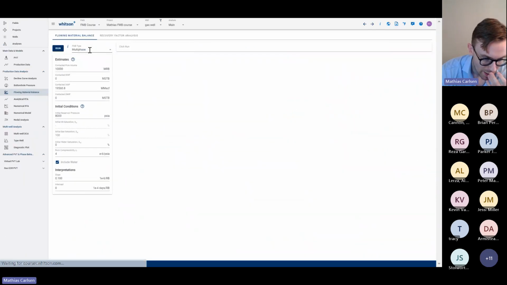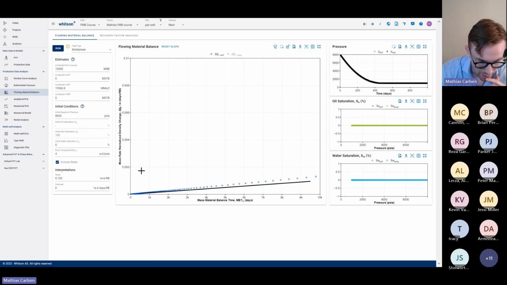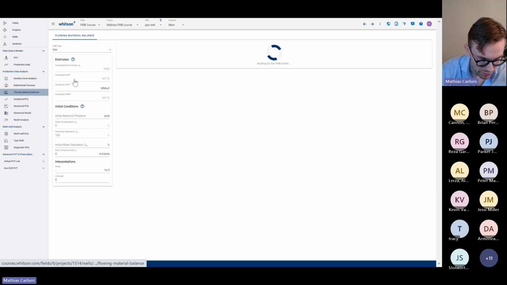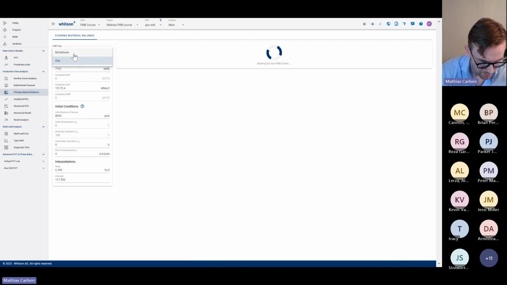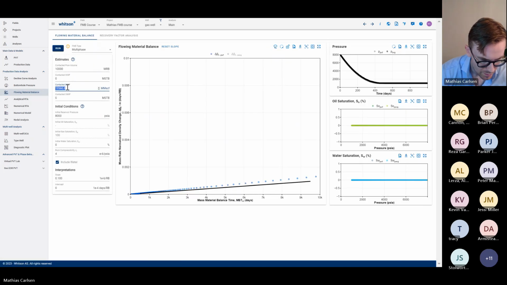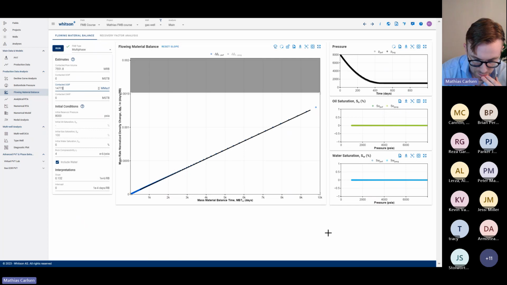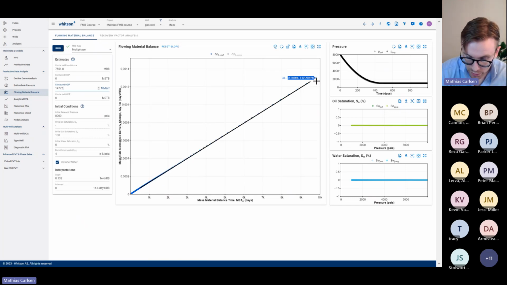Then I can go in here and run the same method just for multiphase, and you'll see the same thing. If I just take the pore volume here, when I run it multiphase like that, it's giving me an exact spot on the line here. So it's the same. It gives you the same pore volume as long as you're in boundary dominated flow.